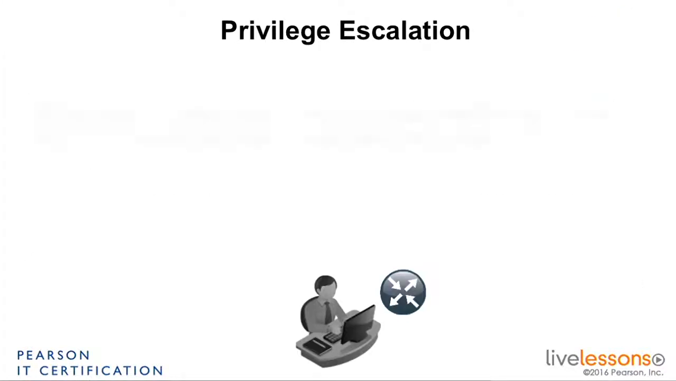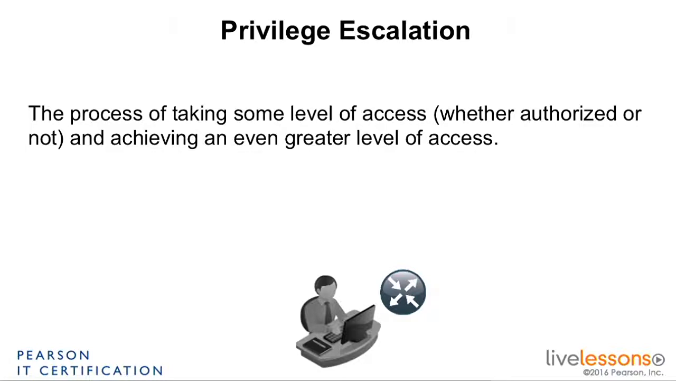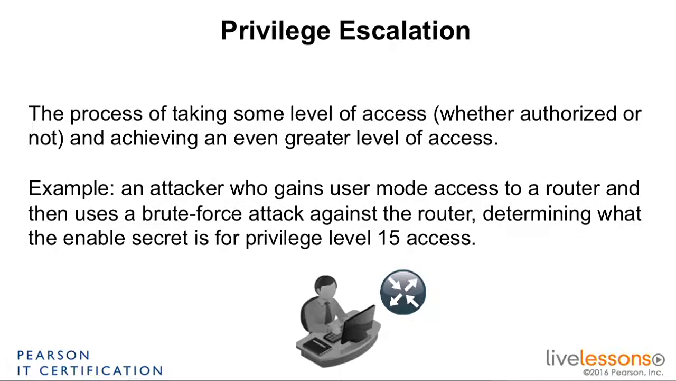The next one is privilege escalation attacks. This is when the attacker tries to obtain a greater level of access to a system or a device. An example is if an attacker gains user mode in a router, then uses a brute force attack against the router to determine the enable secret for privilege level 15 access. In other words, an attacker that has some access to a specific system then elevates their privileges to obtain more sensitive information or to manipulate the device.